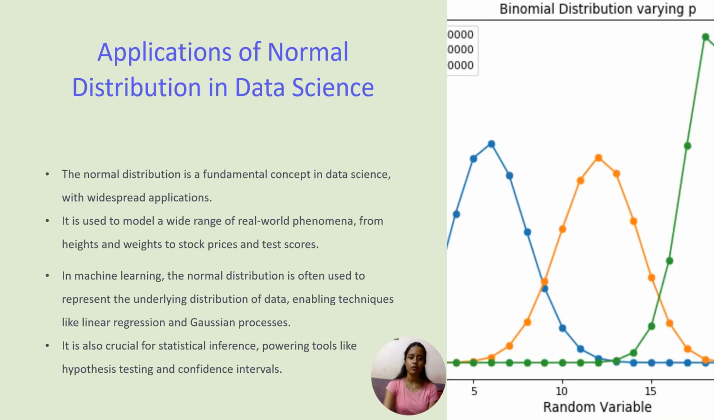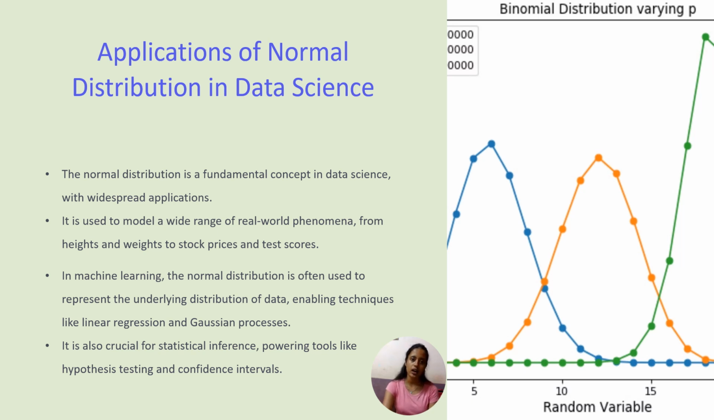Now let us see some of the applications of normal distribution in data science. The first application is statistical modeling and analysis. The normal distribution is often used to describe and summarize the data. Parameters such as mean and standard deviation will provide insights into the central tendency. The next is hypothesis testing. Many statistical tests will assume that data follows normal distribution. So for this, we need to conduct the hypothesis testing.